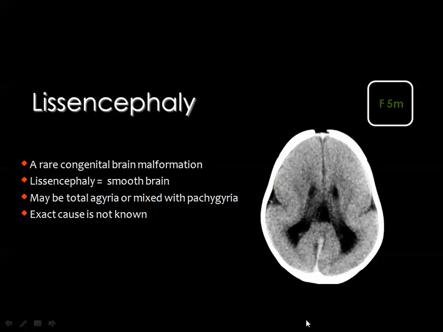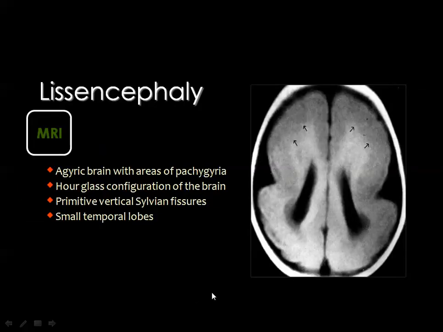And the second type of this heterotopia is known as lissencephaly or agyria or a smooth brain. And here you do not see any sulci or gyri. And you see only on the surface of the brain the sylvian fissure, which is short and more vertically oriented, giving the brain the figure of 8 or the hourglass configuration. And here is an MRI of a case of lissencephaly.